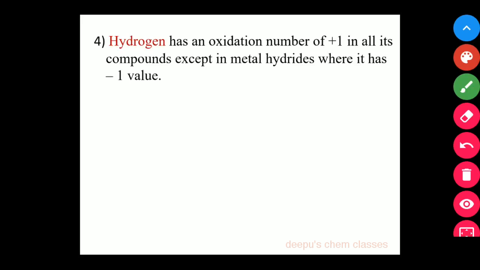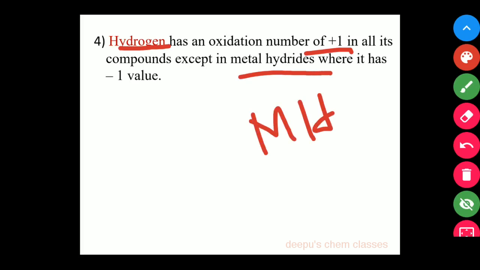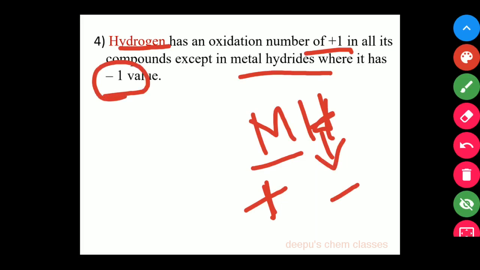The next point to remember is, in most of the compounds, hydrogen has the oxidation number plus 1, except in the metal hydrides. In metal hydrides, because the metal is highly electropositive in nature, automatically hydrogen carries a negative charge. So for hydrogen in metal hydrides, the oxidation state is minus 1. So except the metal hydrides, in all other compounds hydrogen is in the plus 1 oxidation state. Okay.